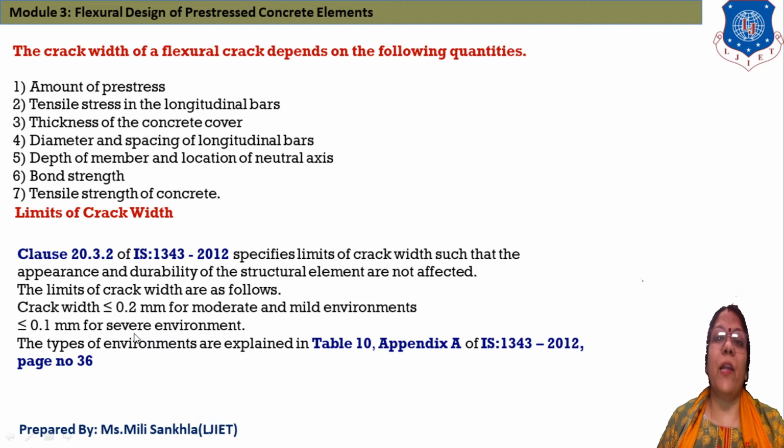If our environment is in severe condition, at that time the crack width allowable is less than or equal to 0.1 mm. And again, the types of environment are explained in table number 10. This we discussed at the time of example. Simply this clause is given, and this clause reflects how we take crack width for different environment conditions. Clear? In this topic we discussed which criteria crack width depends upon, and which type of crack width the code allows according to our environment condition.